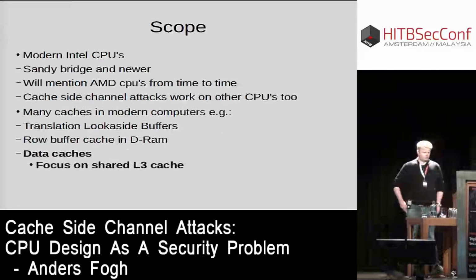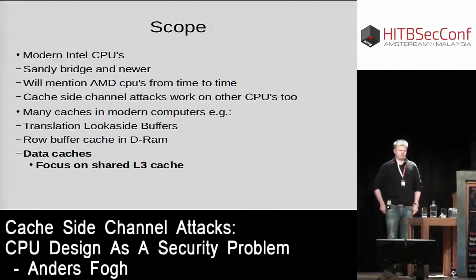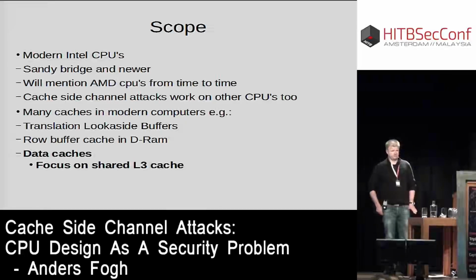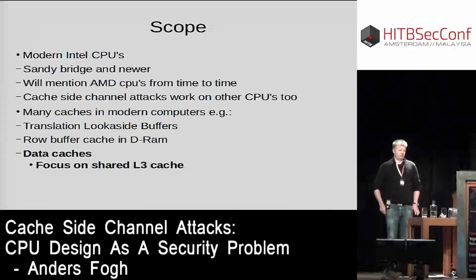You can't summarize a year's worth of research in an hour, so I'll restrict the scope here to modern Intel CPUs, specifically Sandy Bridge through Skylake. Probably the next generation will be vulnerable to this attack as well. This means i3s through Xeon are affected throughout, most Celerons are, and some Atoms as well. I will mention AMD CPUs from time to time, just to point out the differences.